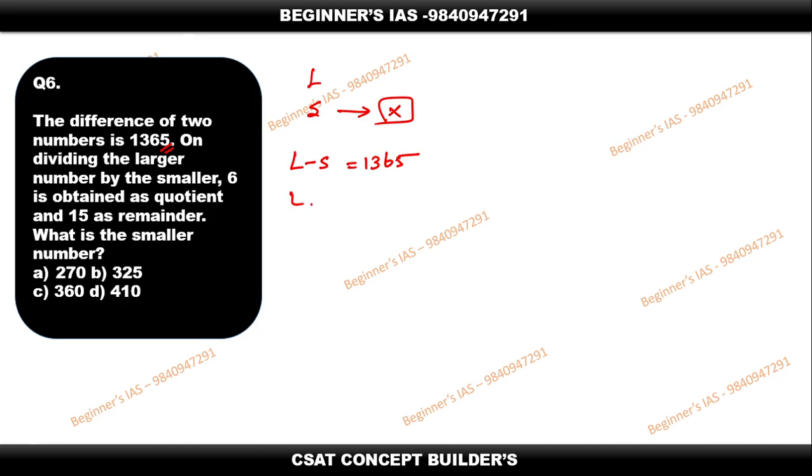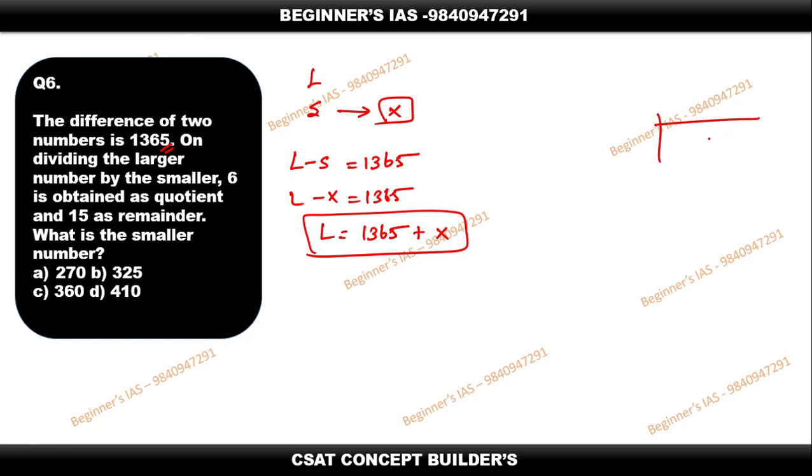I know the difference; the smaller number I have picked as x. So now the larger number is going to be 1365 plus x. So this is the larger number. What is given here? When the larger number is divided by the smaller number, it gives you a remainder of 15 and quotient of 6. What is the smaller number? We need to identify the x.